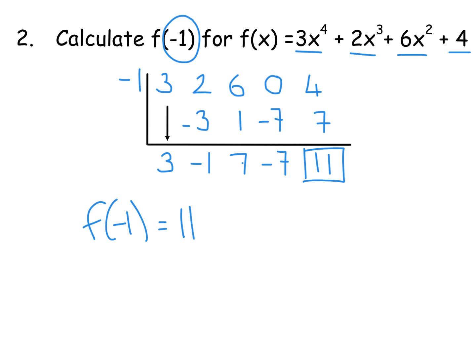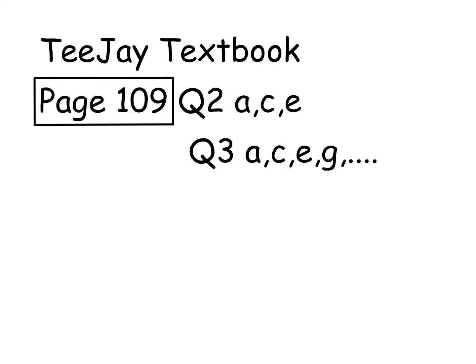Okay, so I hope you followed that. This is just the first wee exercise we're going to do, just to get used to doing this table method. So if you have got the TJ textbook, these are the questions I would recommend for my class to do. I'd get them to go to page 109 and start question 2, just doing parts A, C and E, and then we'd do question 3 every second question. There's no need to do every single one unless you feel you need that extra bit of practice.